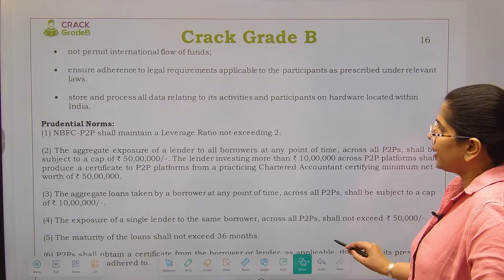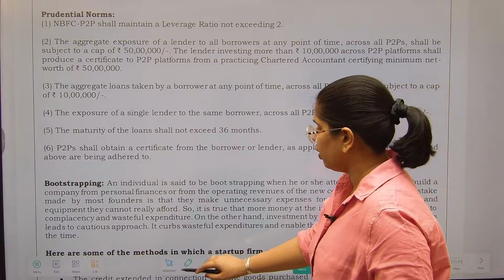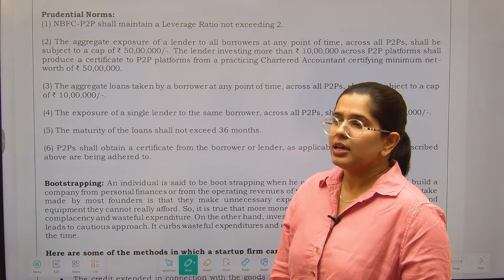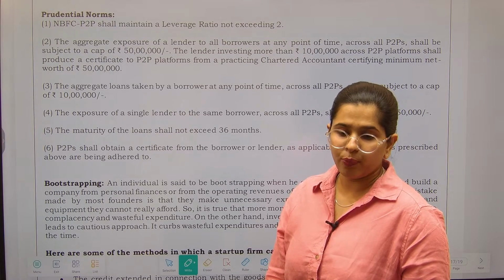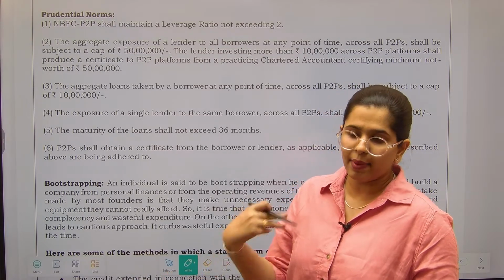Prudential norms are what? Prudential norms means you are operating as a financial company and you will be having a lot of risk. For example, you will be having credit risk, you will be facing liquidity risk. So what you should be doing in order to prevent that, right? Or what should be your safeguard mechanisms in order to come out of it?